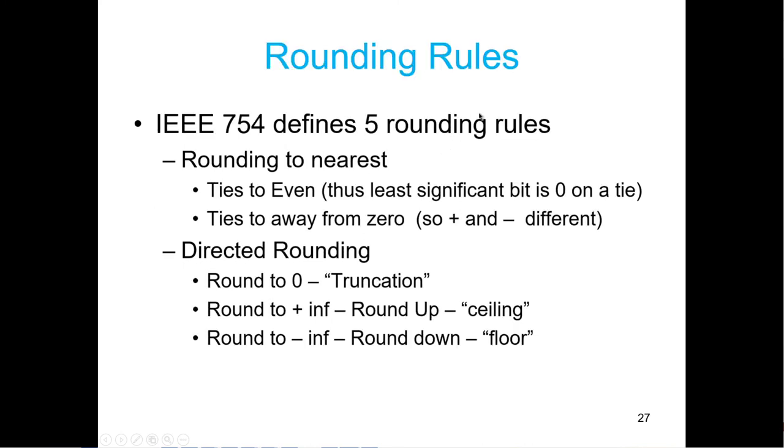Okay, let's talk briefly about the rounding rules. There are 5 different rounding rules specified in the IEEE 754 standard. So here they are: round to the nearest with ties to even, round to the nearest with ties away from zero, direct rounding, round to zero, which is just truncation, round up, and round down. That's direct rounding. The default is round to the nearest, ties to even.